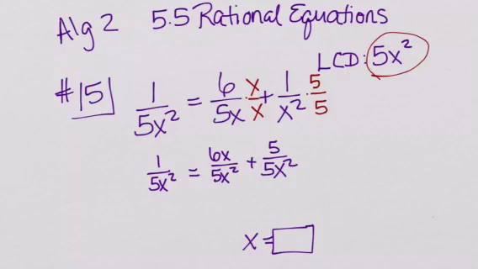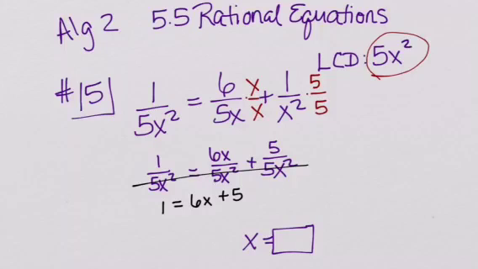Okay, now my 3 fractions have the same denominator, and so literally what we do is we ignore the denominator and we only deal with the top. 1 equals 6x plus 5. And now we just solve the top for the answer that we're trying to find.